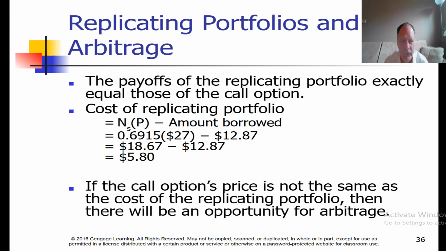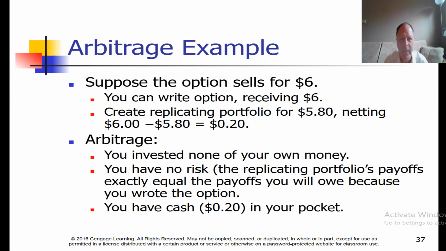If the call option's price is not the same as the cost of the replicating portfolio, then there's going to be an arbitrage opportunity. For example, suppose the option sells for $6. We could write the option, receive $6, use that money to purchase the replicating portfolio for $5.80, leaving us with a 20-cent profit. For an arbitrage, you invest none of your money, you have no risk, but yet you make 20 cents. And you can do this over and over again, making 20 cents for each exchange.